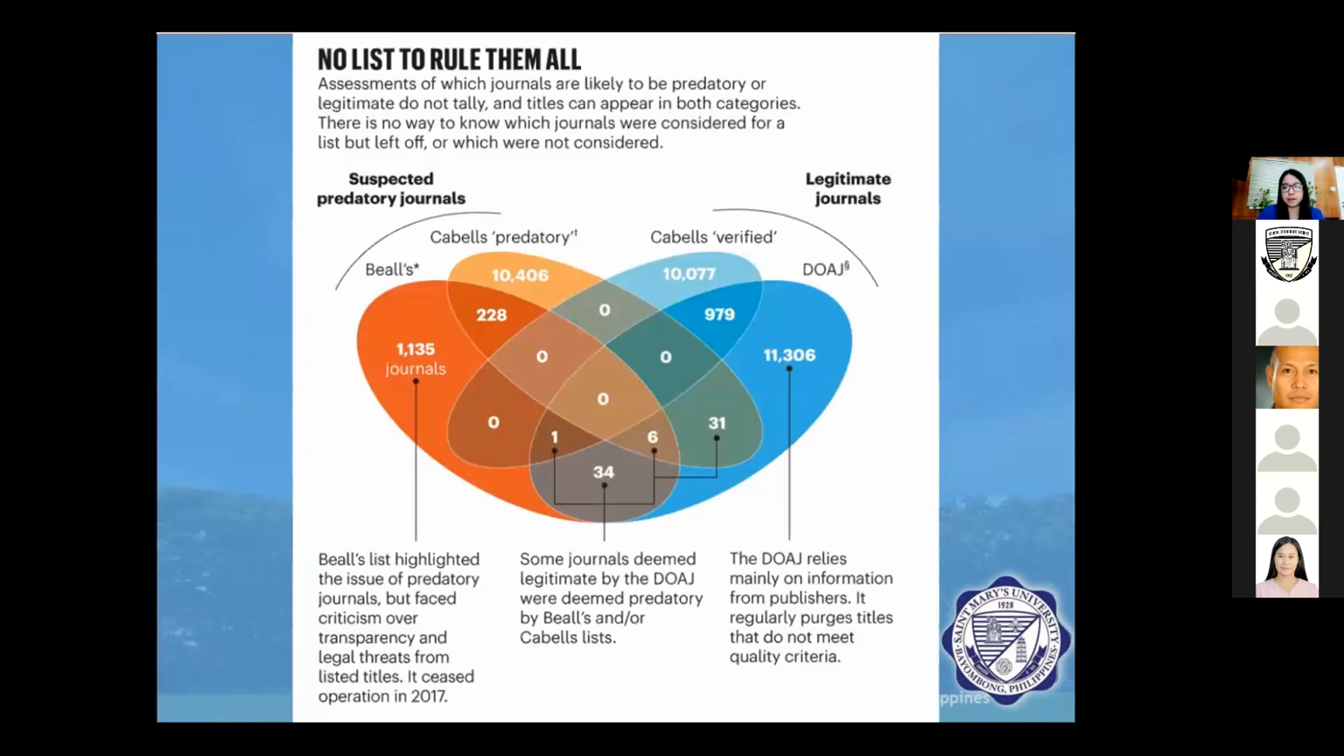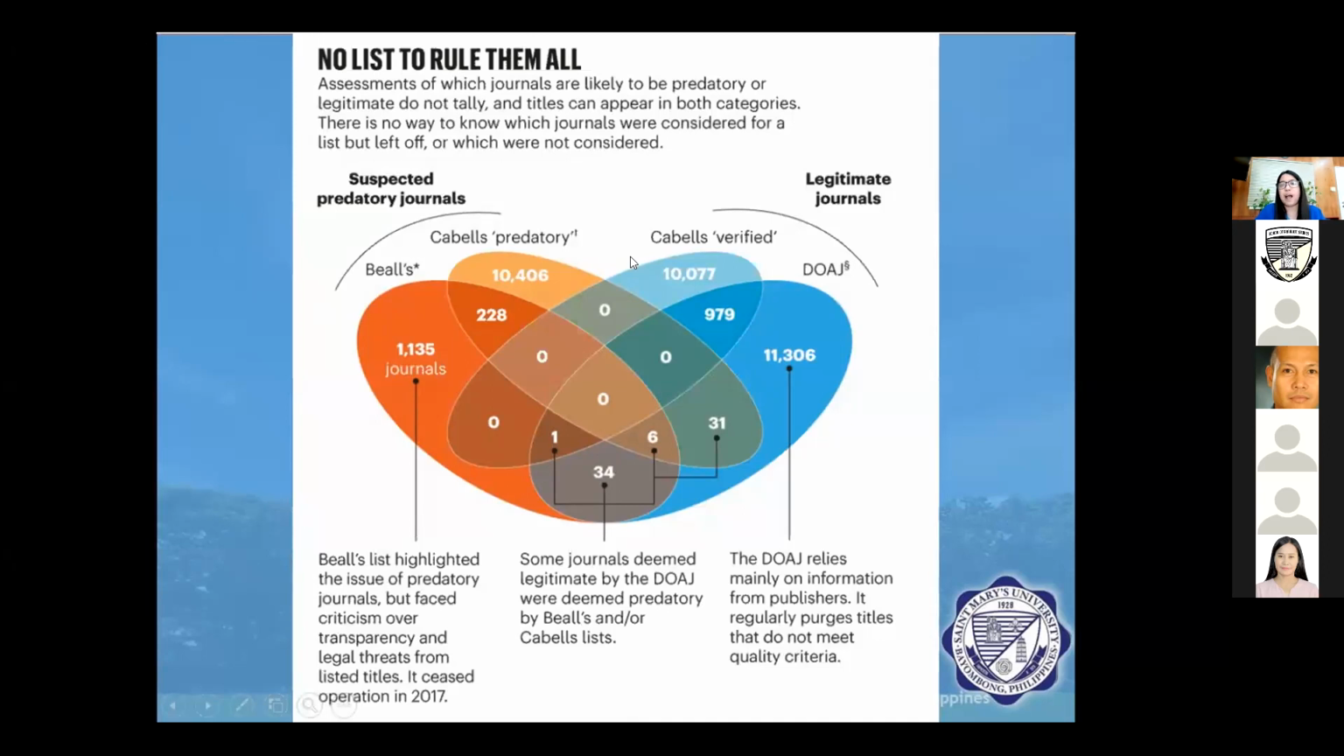Now, going over the same article, they have also come up with this: no list to rule them all. So we have here Bill's list, highlighted issue, 1,135. Aside from Bill's, there is also another list of predatory journals, and that is Cabell's list. It's also called Cabell's predatory, 228, 10,406.